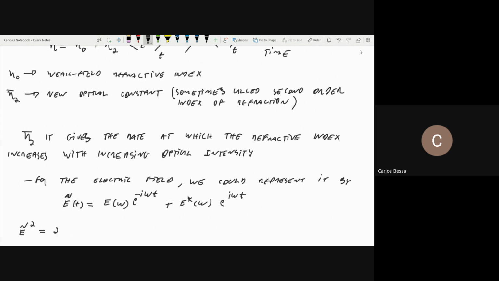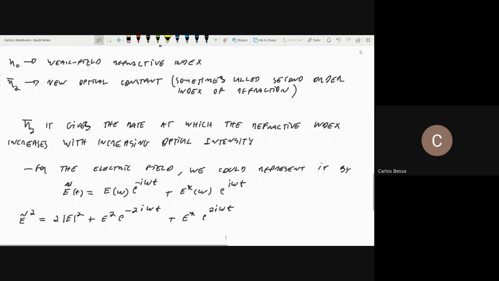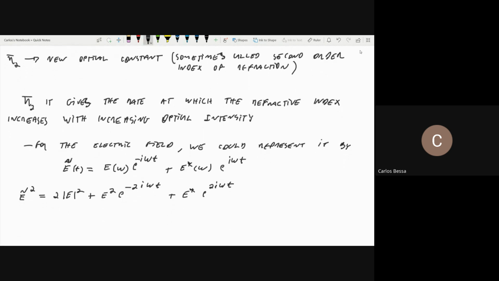And so far everything is classical. We could write this in this way: E squared exponential minus 2i omega t plus E conjugate squared exponential 2i omega t. And we could average E squared in time, the average in time that we need in our expression. We are just averaging a function.